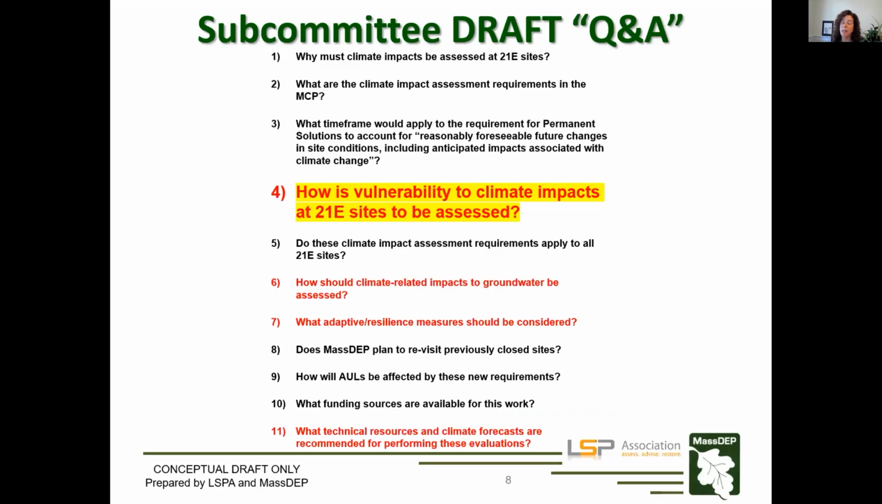The Q&A has 11 questions, and I won't go through all of these because Ken did in January. However, we're going to focus on question number 4, which is how is vulnerability to climate impacts at 21E sites to be assessed? And that's what the committee has been focusing on for the last few weeks. The Q&A document is nearly complete and will be available with the rest of the guidance as we get the drafts out.